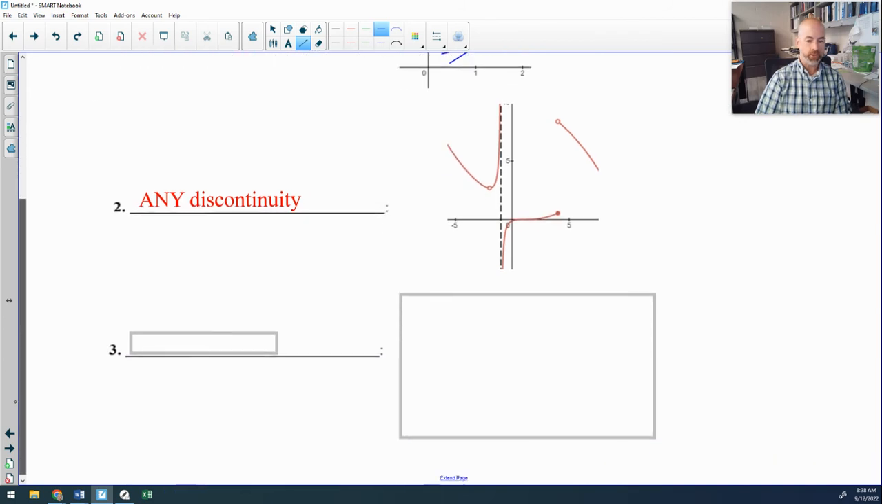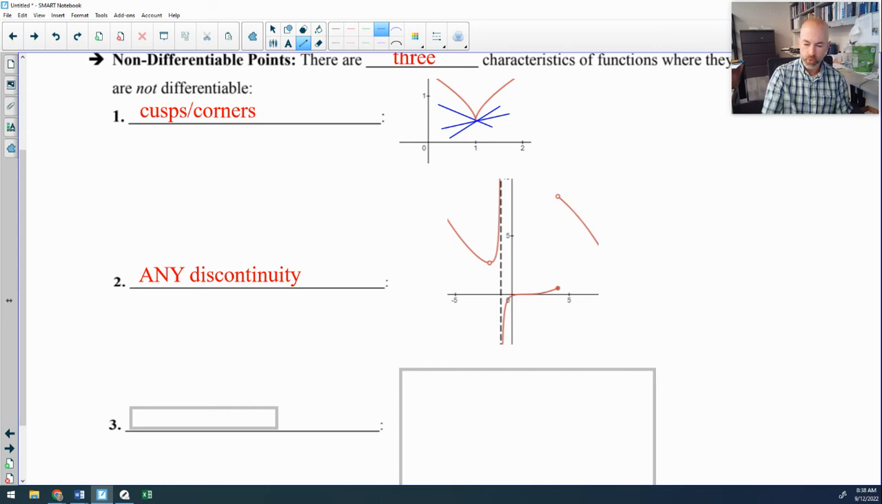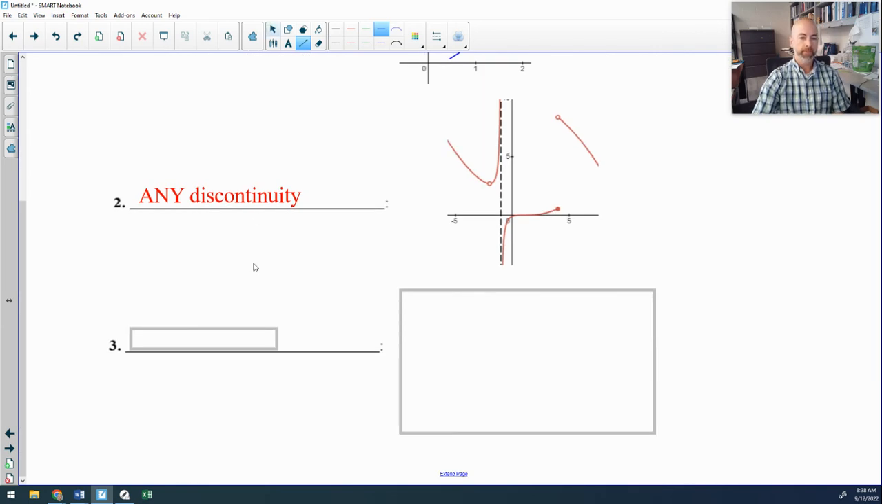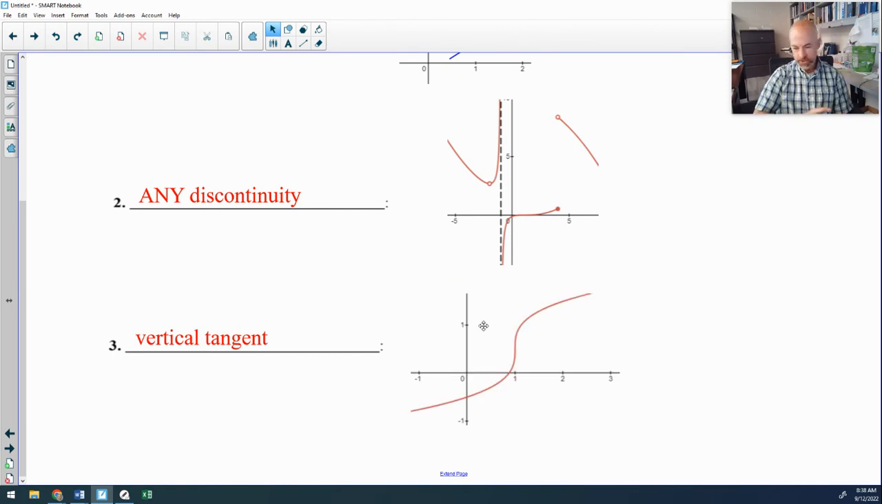And then the last one, and this one's really rare, but the last point that would be non-differentiable would be a graph that has a vertical tangent. This graph right here is a shifting of the graph of the cube root of x.